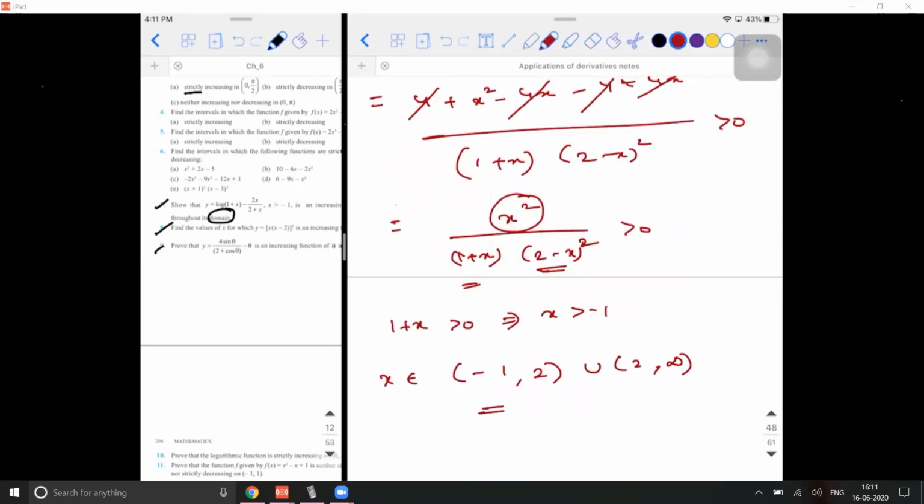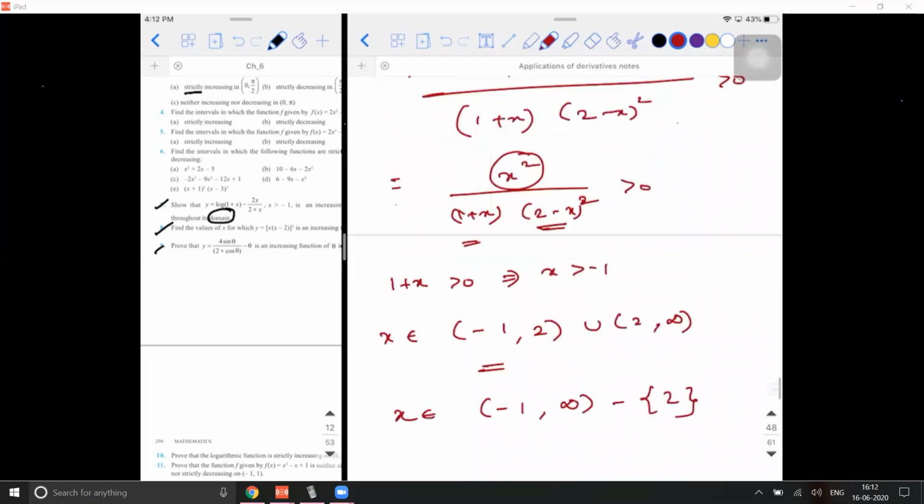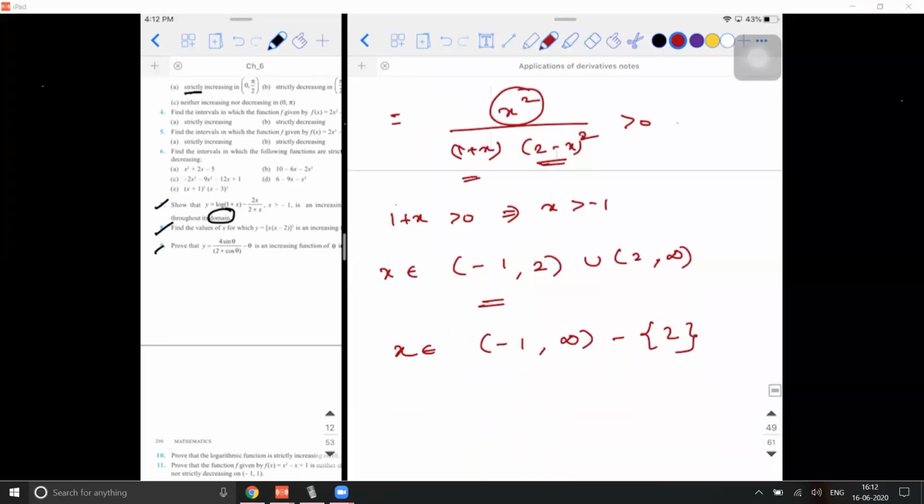Or how you can write it is, the other way of writing is minus 1 to infinity minus 2. This is another way of writing. So you can write it in either of the ways. Are you guys able to understand?